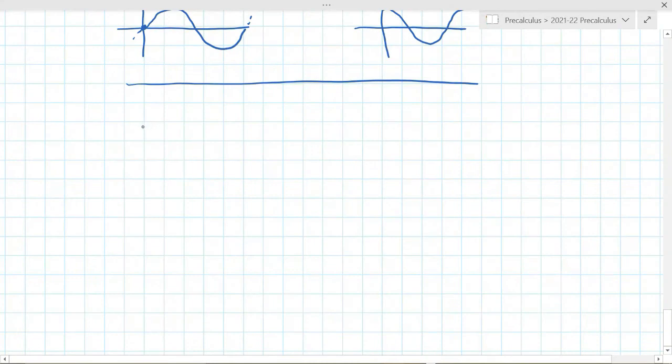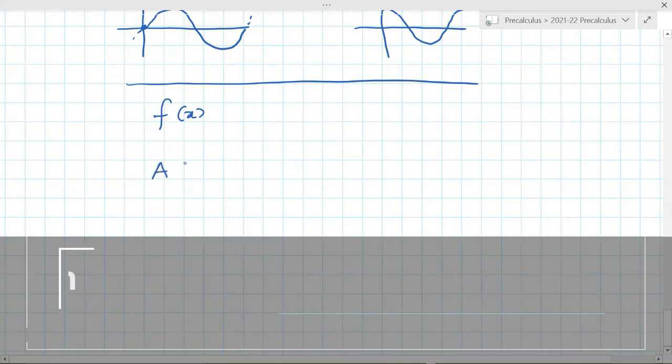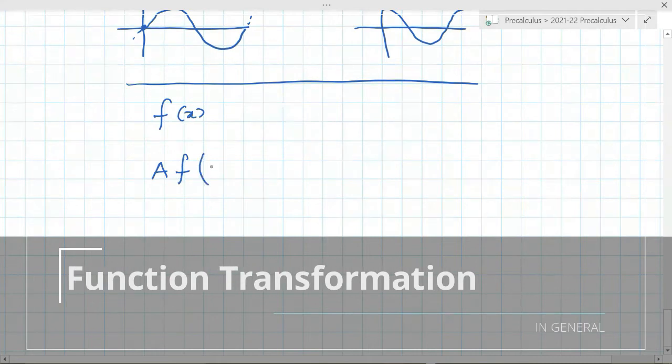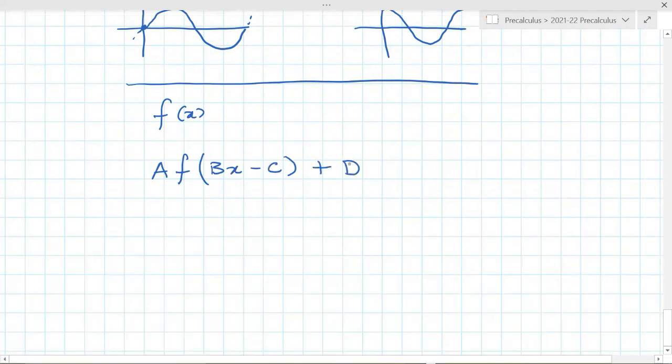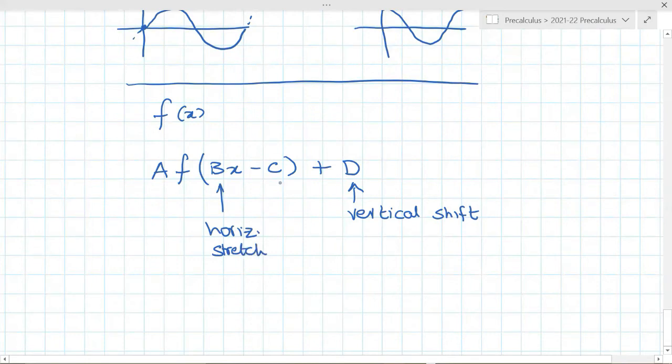We'll quickly review how we transform a given function f of x. What are the things we can do here? I can have a times f of bx minus c, plus d. Do you know what these different things do to the function f? So d is the vertical shift, correct? And b is the horizontal stretch or compression, right?